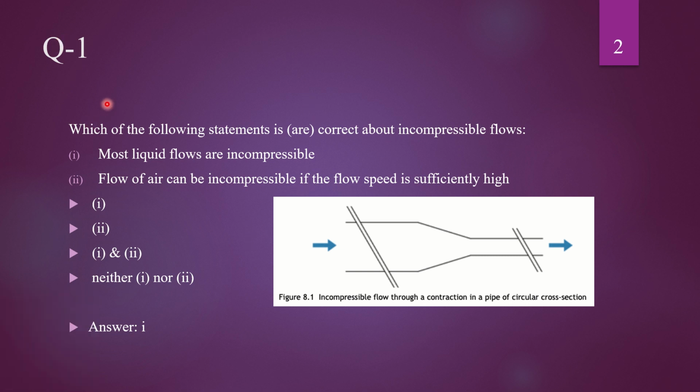Question 1: which of the following statements is correct about incompressible flows? The figure concerning this week's flow is figure 8.1, incompressible flow through a contraction in a pipe of circular cross section. The statements given are: most liquid flows are incompressible; flow of air can be incompressible if the fluid speed is sufficiently high. This problem is kind of an extension to what we studied last week regarding compressible flows.